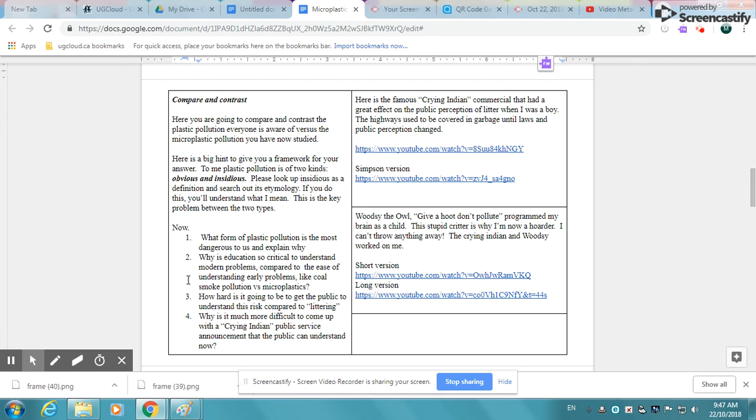Think of arsenic in Bangladesh. Now, how are we going to get the public to believe this risk compared to littering? Now, I want you to look at these public service announcements when I was a child. It is because of these I am a hoarder. The crying Indian and Woodsy the owl made it impossible for me to throw out garbage.